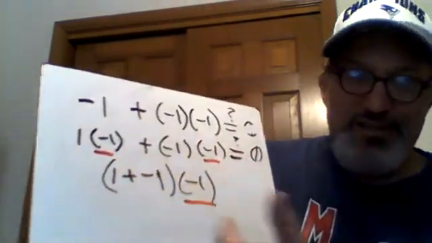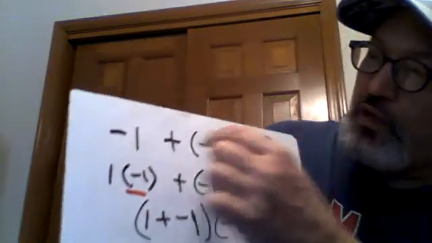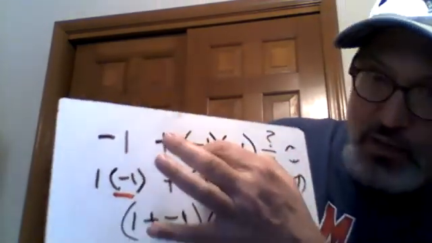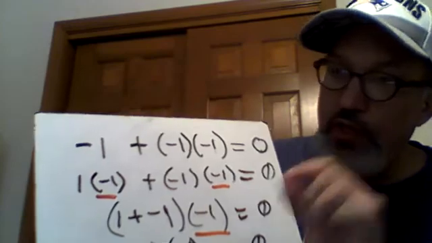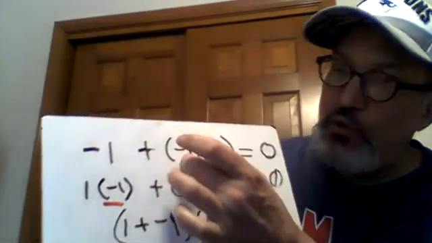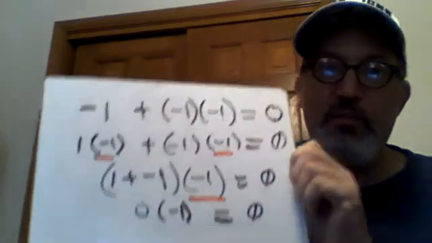And once again, just like in the previous proof, 1 plus -1 is 0. So we get 0 times -1, and that does equal 0. So once again, we proved that -1 plus -1 times -1 does in fact equal 0. We can erase those question marks now. And the only number you can add to -1 to get 0 is 1. So this thing here, -1 times -1, has to be +1.